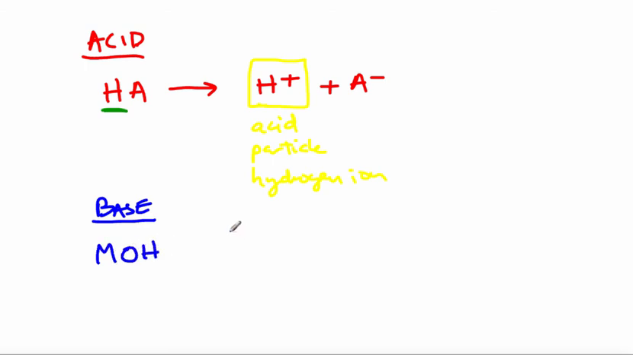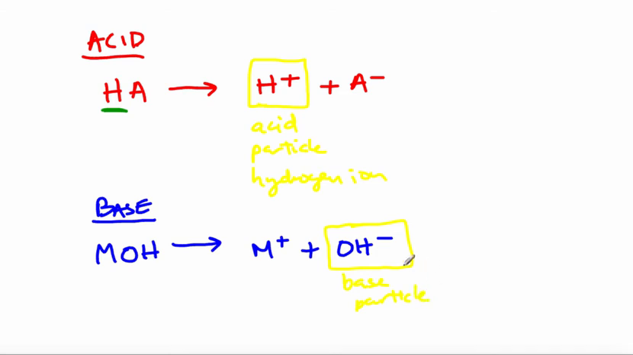contains hydroxide. And when that dissolves in water, it gives us a metal ion and a polyatomic ion called the hydroxide ion. So whereas the acid particle is H+, the base particle is OH-. And remember that that is called the hydroxide ion. Okay, so fundamentally, the way to tell a difference, acids start with H, bases have OH in them.